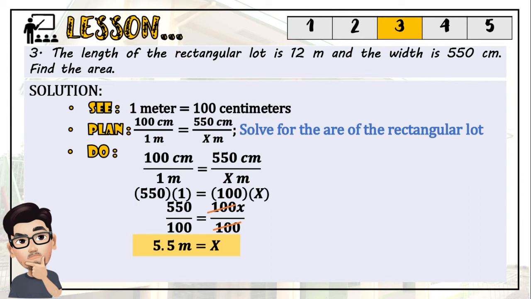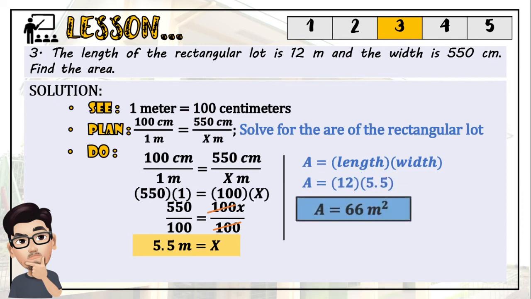Okay? Now, next step is we are going to solve for the area of the rectangular lot, and the area for a rectangle is length times width. The length is 12 meters and the width that we will use is the 5.5. Okay, so 12 times 5.5, this will lead us to 66 square meters. Now let's look back if we satisfied the need of the word problem.